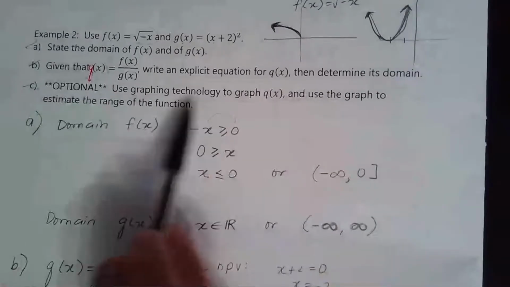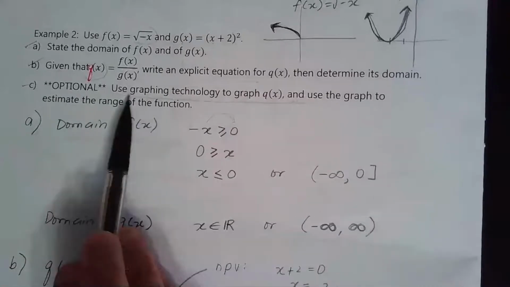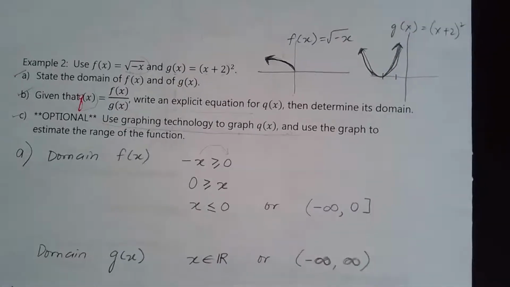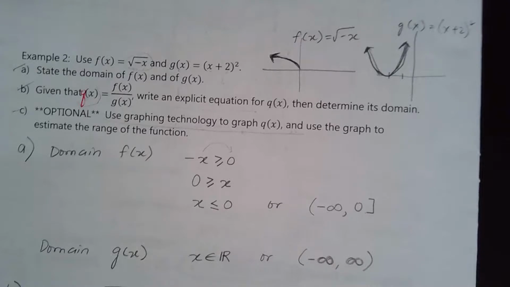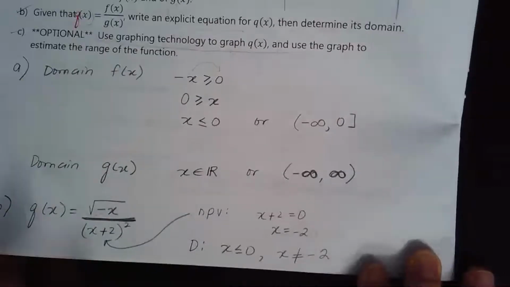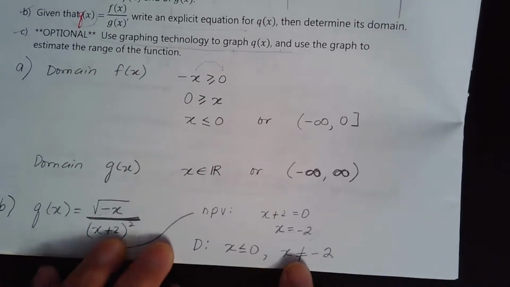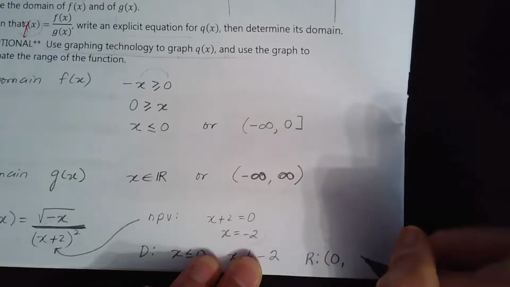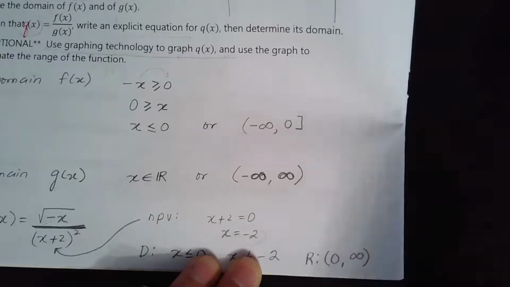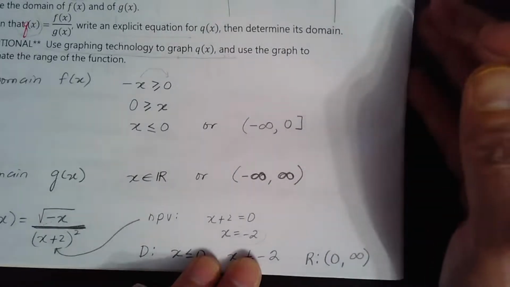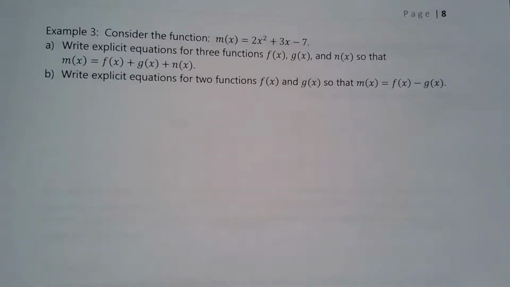It says here, using graphing technology. Yes, you may use, because you know the exact equation, certainly you can use Desmos. Okay, so that's great. Oh, and it says here, use a graph to estimate the range of the function. Now, the range of the function, we already figured out the domain. The domain is x less than or equal to, and now we're going to talk about the range. The range is from 0 to infinity, not including 0, because the 0 is our horizontal asymptote. So example number 3 and number 4 should be not so bad.